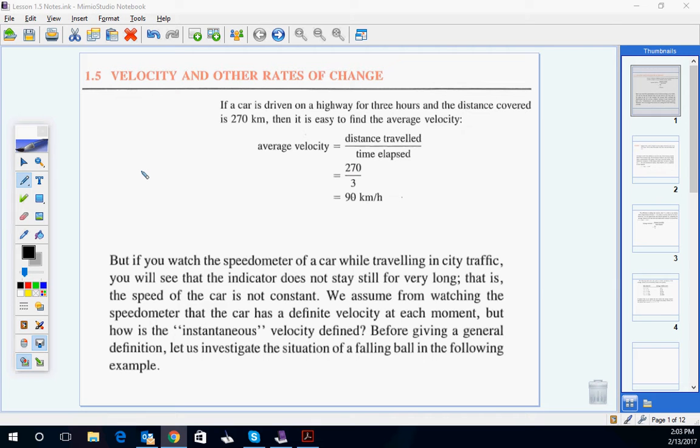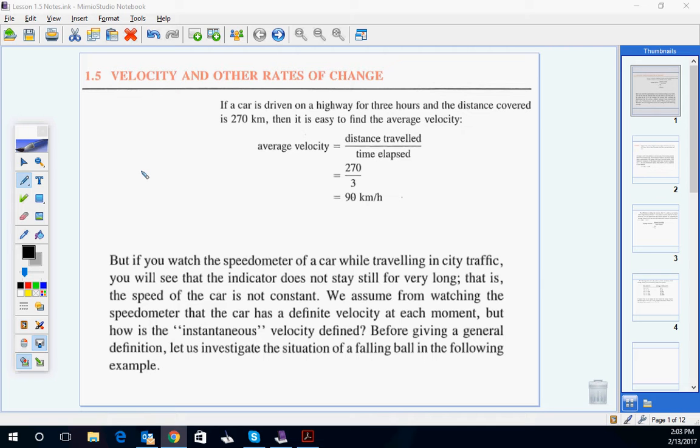1.5, velocity and other rates of change. Honestly, as we get further and further into this, into calculus, it is kind of neat what you can do with this stuff, okay? What this stuff can do for you. For example, we're going to be finding today instantaneous velocity. We're going to be able to figure out exactly the velocity of something at a given time point, okay?